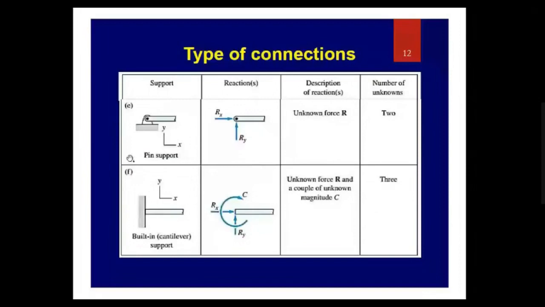Okay, this is a pin support which we already discussed. If I remove the support, I will get two reaction forces, one horizontal, one vertical. This is a body attached to a fixed support. If I am drawing the free body diagram of this body, I will remove the fixed support and I will get three reaction forces: one horizontal, one vertical, and one couple moment.